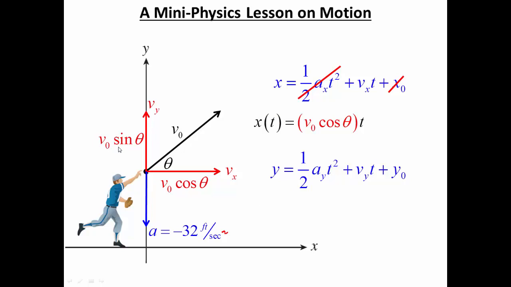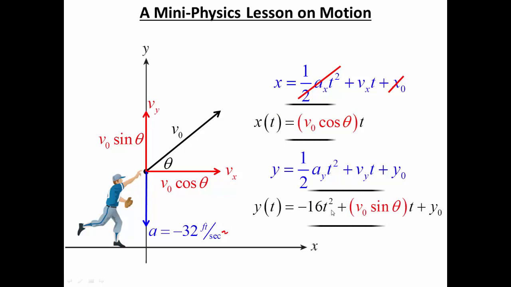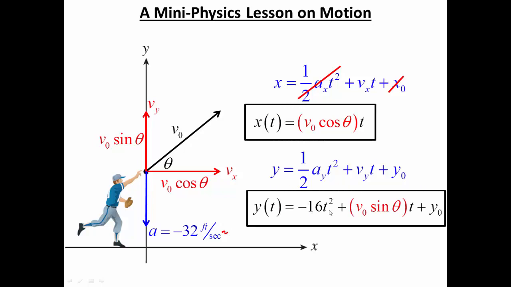V sub y is going to be this guy right here. And y naught, the initial position, is just going to be the height of the ball. So right here we have our x and y parametric equations of motion. We're going to use these in order to map out a projectile path and make some predictions.